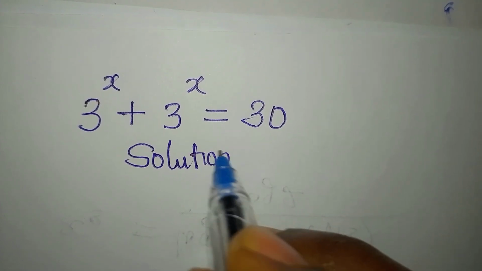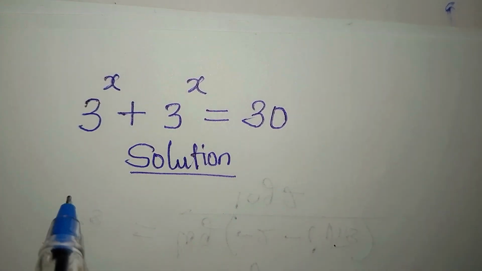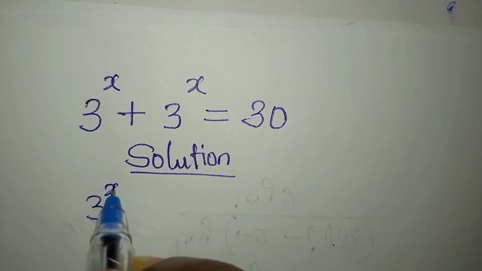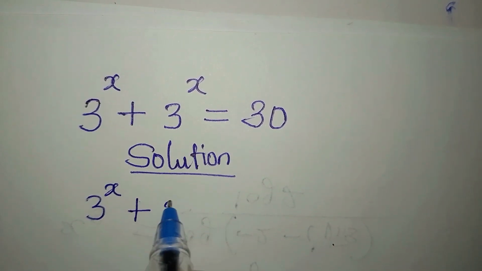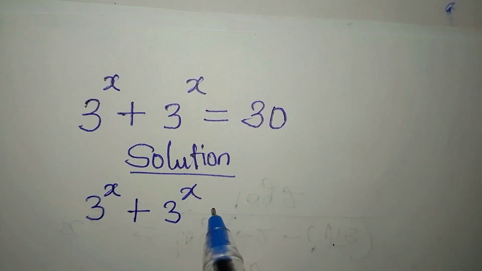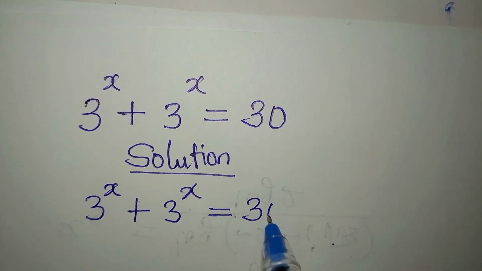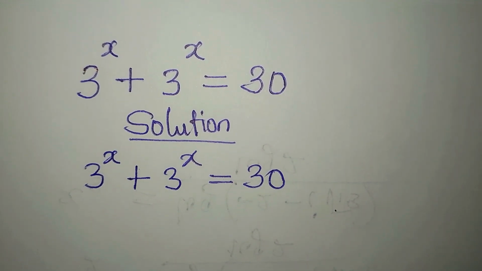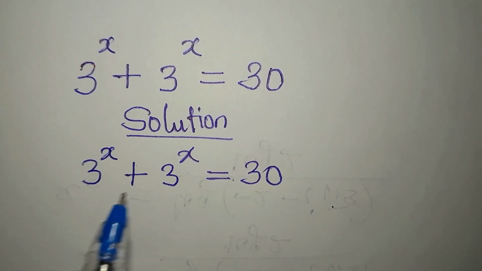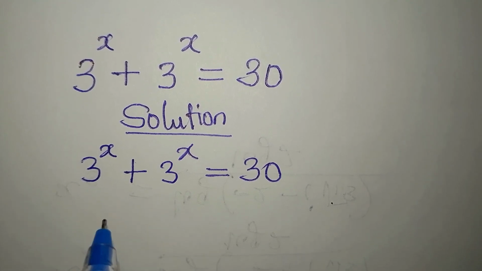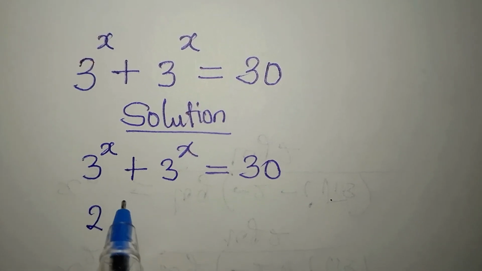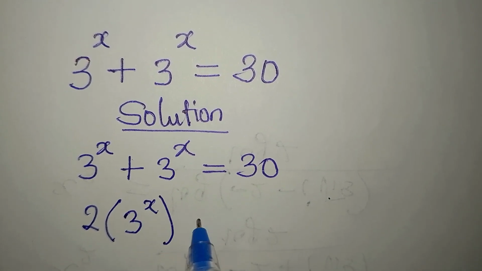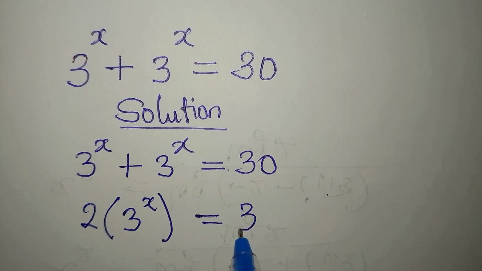Let's provide the solution to this problem. We have 3 to the power of x plus 3 to the power of x equals 30. Okay, the first step to take is adding these two. And we can add these two to get 2 of 3 to the power of x. And this will give us 30.